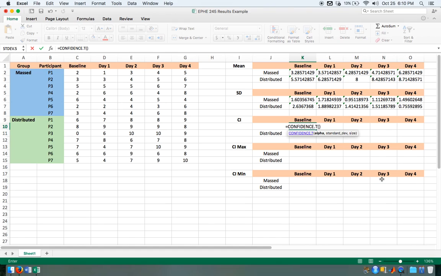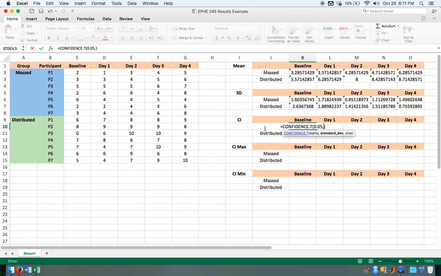So the alpha is always going to be 0.05 in this class, and in most psychology it's 0.05. Again, I'm not going to get into the dynamics of why this is, or really what it means, but basically when we do a t-test we end up with a p-value, and for us to call two things different, so on day 4 for example, for us to say that mass is different from distributed, the p-value that we get has to be below 0.05. So that's what we use conventionally in psychology, as well as most, if not all sciences. So that's what we're going to use here.